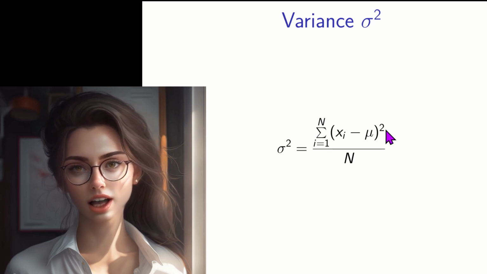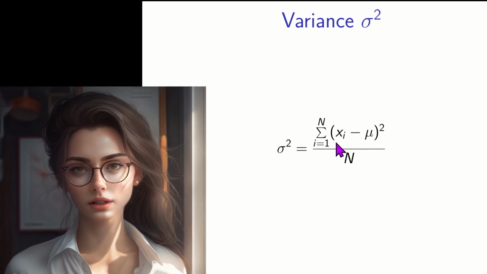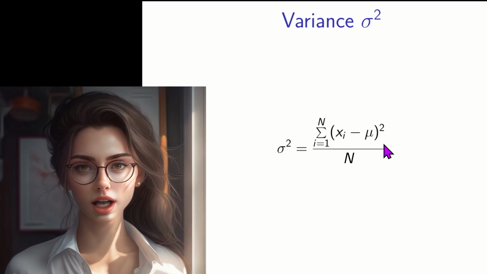What does (xi minus mu) squared mean? That's the difference between each data point and the mean, squared. Squaring is important because it makes sure the differences are positive so we don't get positive and negative values canceling each other out. Now let's talk about standard deviation.